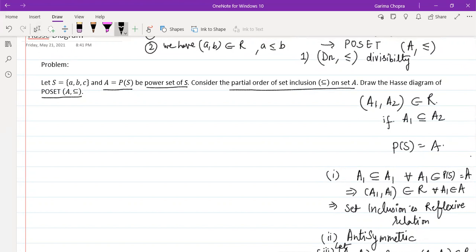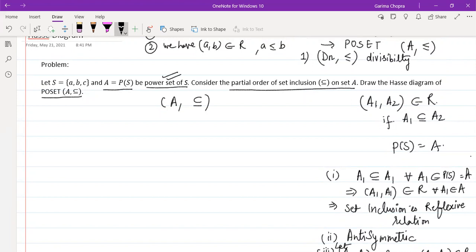So it is clear that this power set of S, this A, equipped with this partial order relation, the set inclusion relation, is a poset. Because what is the definition of a poset? Any set A is said to be a poset if it is equipped with a partial order relation. And here this set A, which is the power set of S, is equipped with a partial order relation, as we have just seen. So it is a poset.